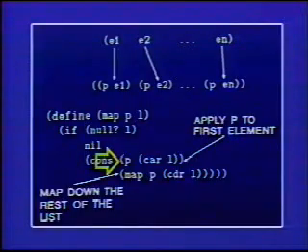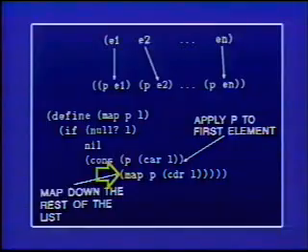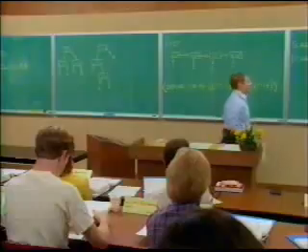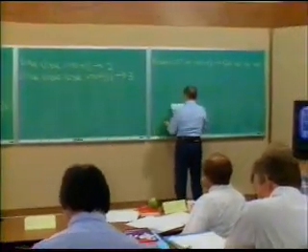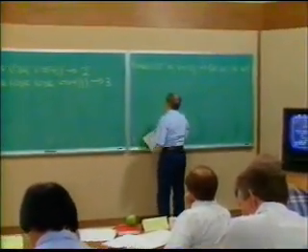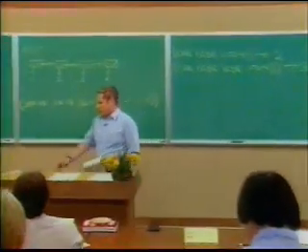Otherwise, apply P to the first element of the list. Right, apply P to car of L, and cons that onto the result of applying P to everything in the cdr of the list. So that's a general procedure called map, and I could define scale list in terms of map. Let me show you that first.